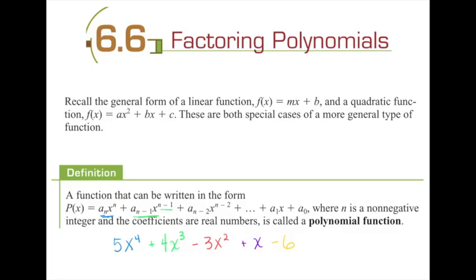It says n is a non-negative integer and the coefficients are real numbers, all right? So we're not going to have negative integers here. In other functions we can, but if it's considered a polynomial function, then our exponents will all be positive integers, and our coefficients are real numbers, all right? So we're not talking about imaginary numbers like we've used in the past. They're all real numbers. So that is the definition.